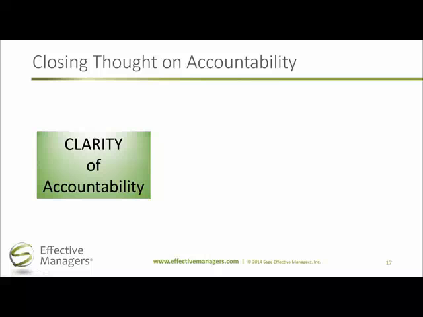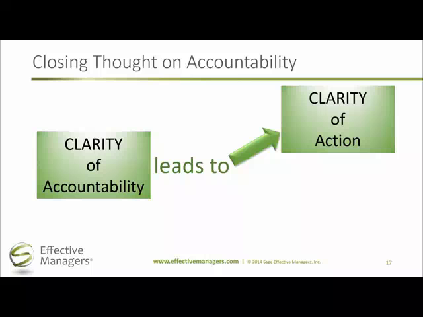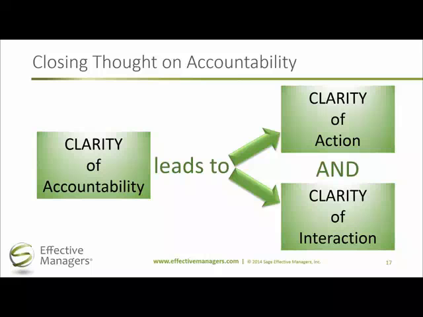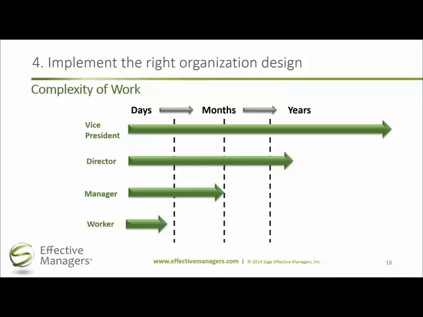So a closing thought on accountability, because it is critically important, and in our research we see this as the #1 driver in terms of managers being ineffective, is that clarity of accountability will lead to clarity of action. So if I'm clear about my accountability, I will be clear about how to set my priorities and how to take initiatives, make decisions, solve problems that are consistent with the work that I need to do. And it also leads to clarity of interaction. So how work flows across the organization and how I interact with others in other parts of the organization.